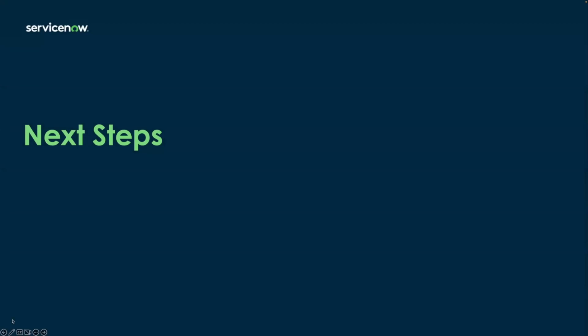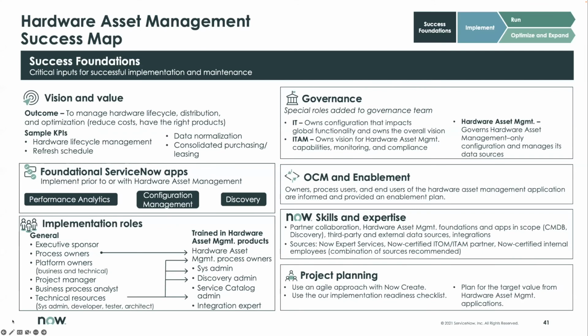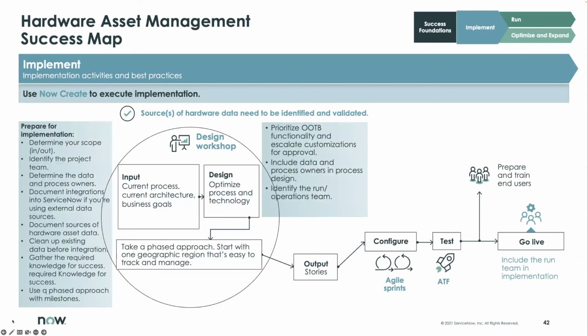So before we close out and wrap up, I did want to discuss some next steps. This is that hardware asset management success map that we also regularly update. We start at that success foundations, and this gives you our take on the critical inputs for successful implementation and maintenance, from vision and value to governance and project planning. From there, we move into that implementation stage, and as you can see in this upper middle section, there's Now Create, which is an available resource for you to use as well. Now Create is that ServiceNow provided option for assisting you with planning and implementing any ServiceNow project. It provides that step-by-step guidance on how to deliver successful projects on the platform and is really a great resource.